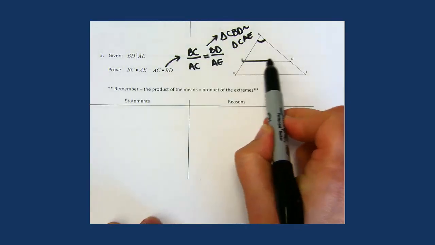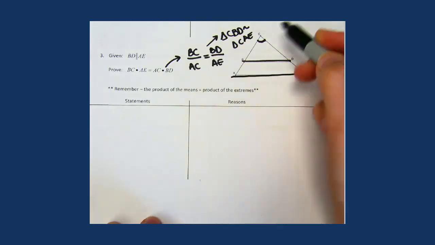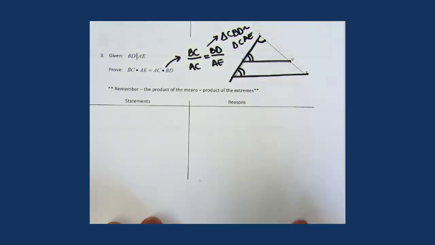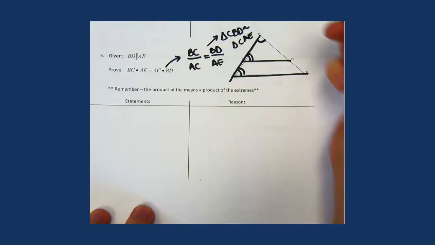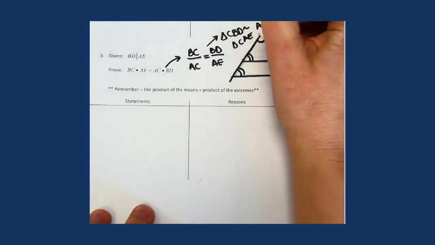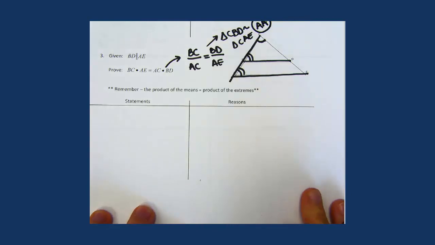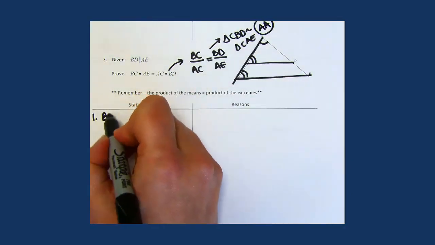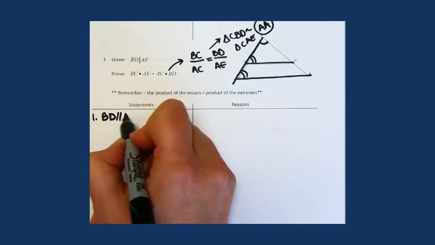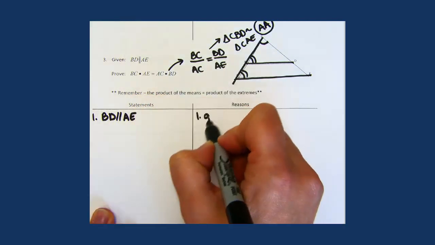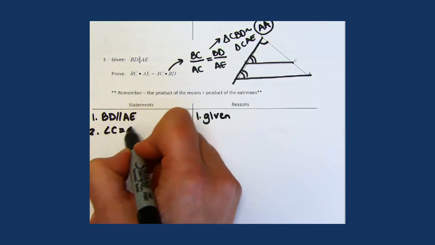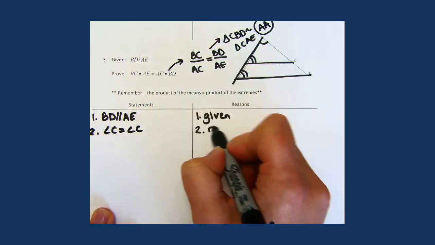Now, first thing to notice is that the triangles share angle C, and then we're told that BD and AE are parallel, so that gives us a pair of corresponding angles. So quickly we can see that we're going to prove the triangles similar using angle-angle. So to write this up, first thing we want to do is put in our given, BD is parallel to AE. Then we can put in one of our pairs of angles. Angle C is equal to itself, and that's reflexive.